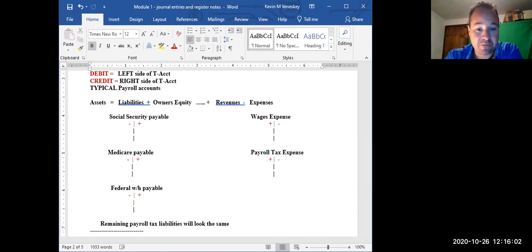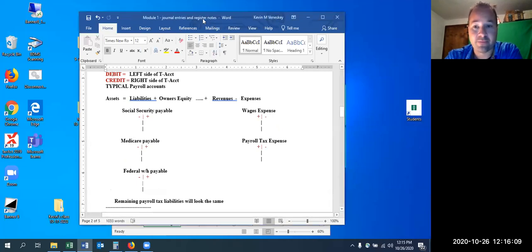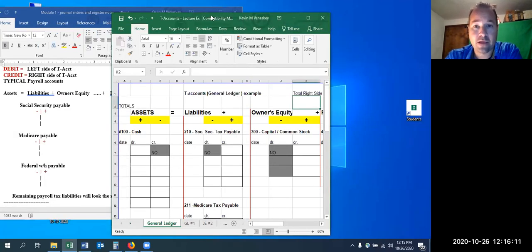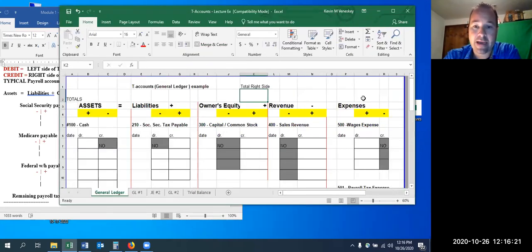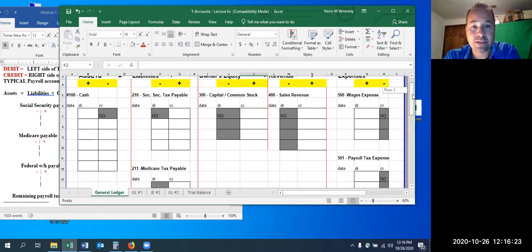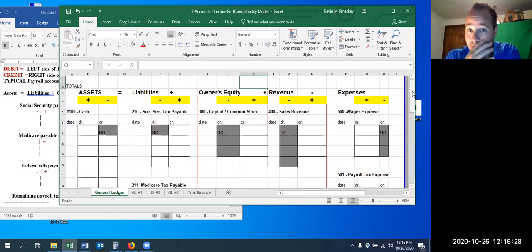So at this point, I'm going to expand my screen, and we're going to look at the Excel document that I have for you. You'll want to have this up as we go through, because when we start looking at an example, we're going to use this. With this Excel document, I have just some typical accounts that you're going to find in a payroll class, and even some that maybe not.